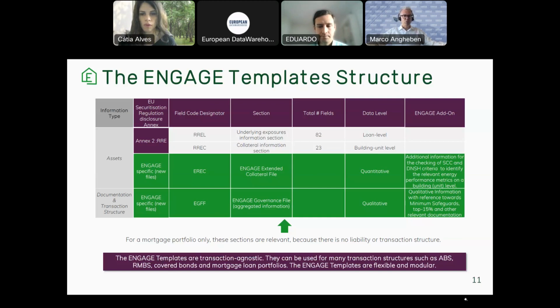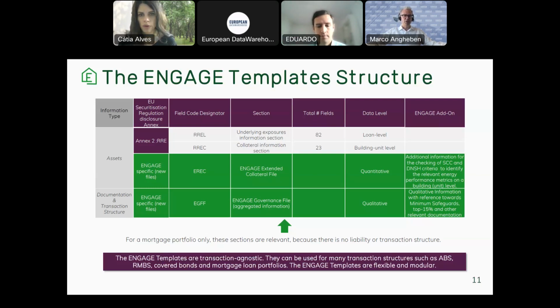Together with that, there is also a governance file that includes aggregated information, a sort of investor report, which relates to the reference towards the minimum safeguards, the top 15%, and the other relevant documentation.